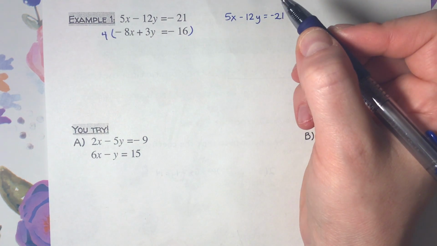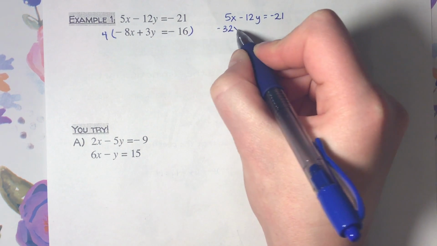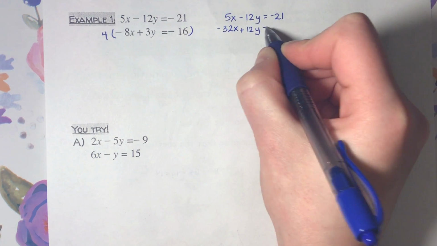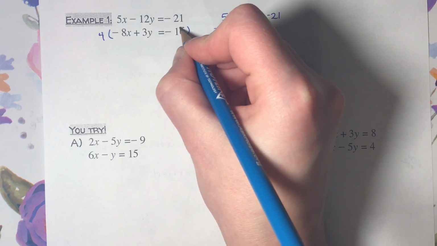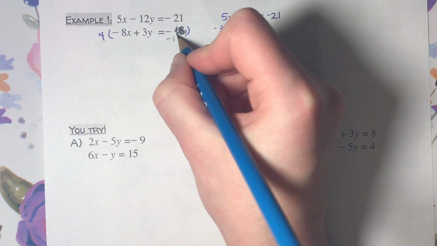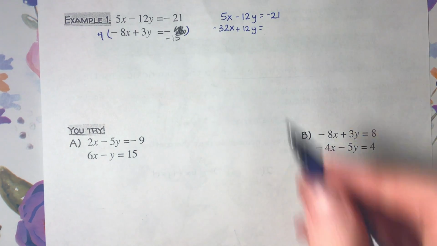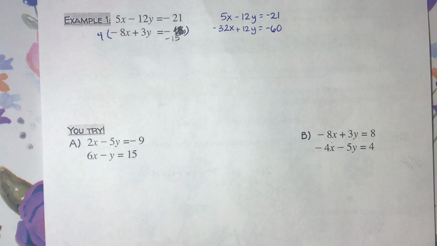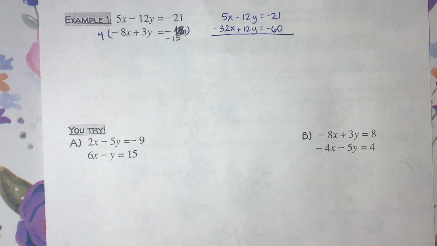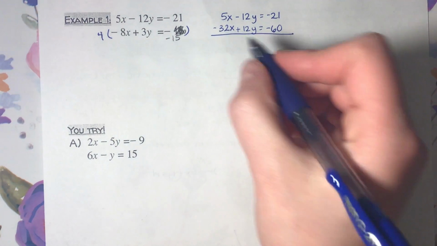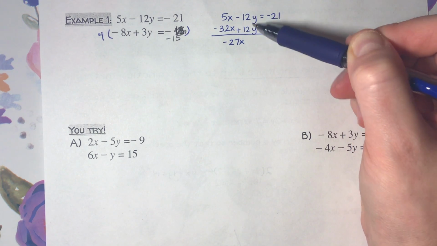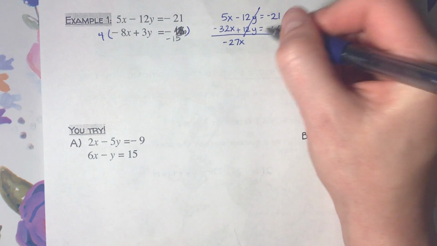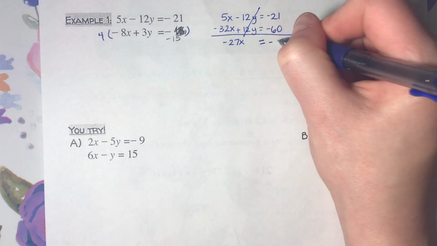And then it's going to give me negative 32x plus 12y is equal to, oh, I almost forgot, you guys. I do have a typo on this. This should say negative 15 like that. Negative 60. There we go. Okay, everything is still lined up, so I'm able to add this stuff up now. I am going to get negative 27x, that's what 5x minus 32x is, and then my negative 12y and my positive 12y cancel each other out, is equal to negative 81.